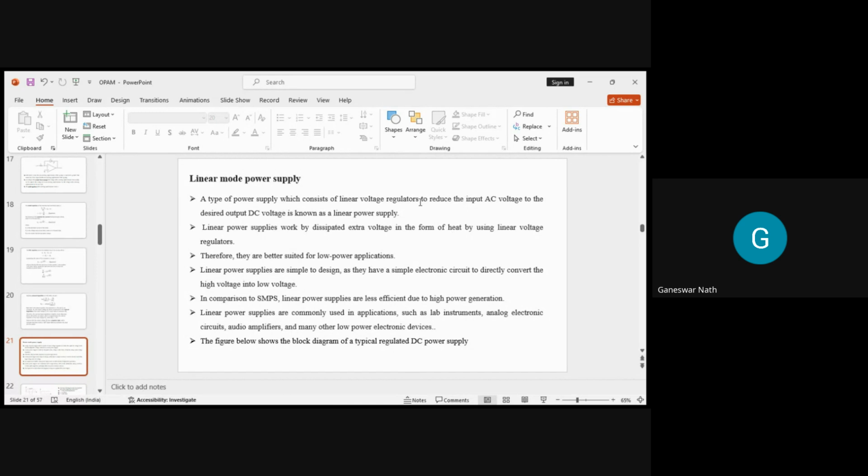You can see a type of power supply consisting of a linear voltage regulator to reduce the input AC voltage to the desired output DC voltage is known as a linear power supply. Okay. Hello.